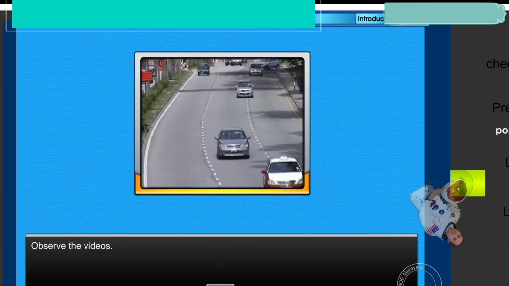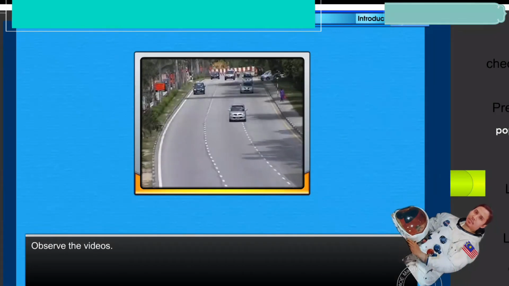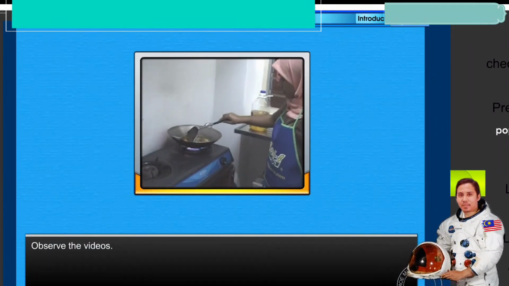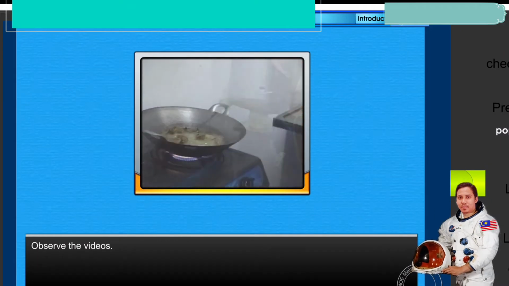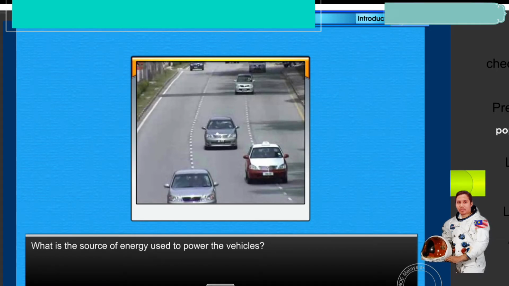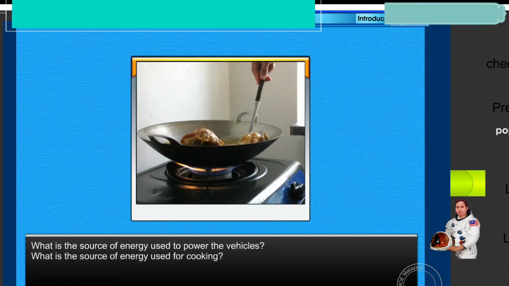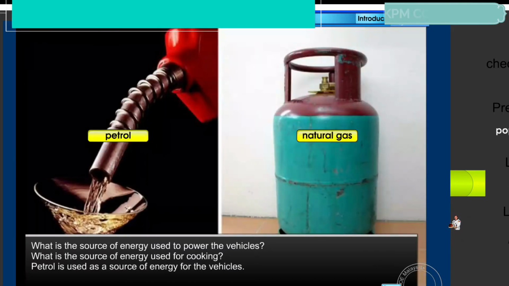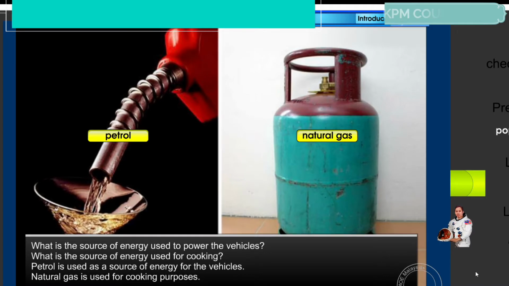Observe the videos. What is the source of energy used to power the vehicles? What is the source of energy used for cooking? Petrol is used as a source of energy for the vehicles. Natural gas is used for cooking purposes.